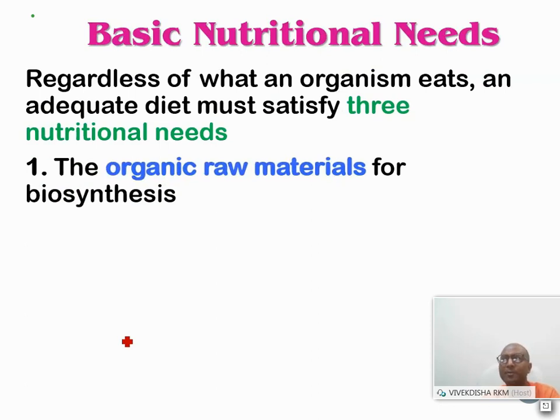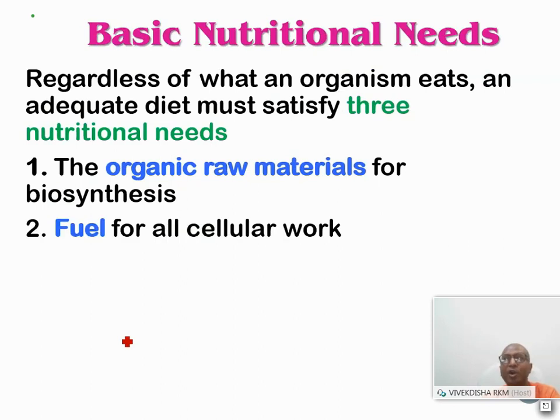For development of the body, whether it is unicellular or multicellular, all organisms will require some components, some elements, some compounds. So these organic raw materials will be required for biosynthesis. So it should come from nutrition, collection. Then fuel for all cellular work.